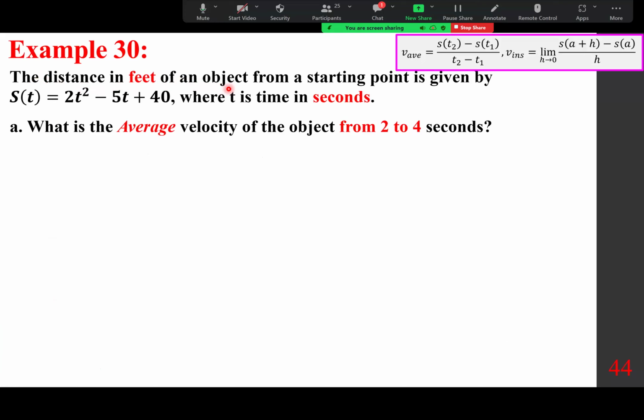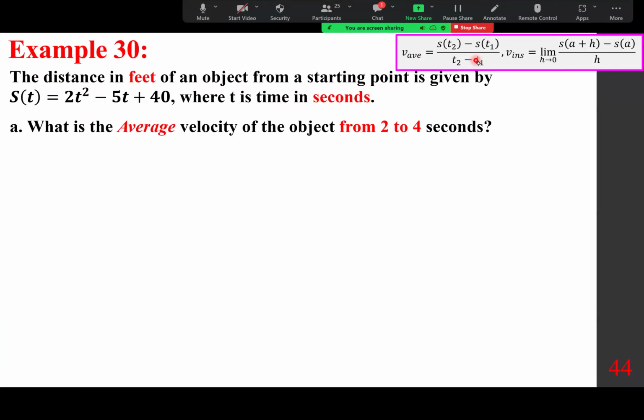The distance in feet of an object from a starting point is given by s of t equals 2t squared minus 5t plus 40, where t is time in seconds. What is the average velocity of the object from 2 to 4? This is 2 to 4 seconds. This is elementary algebra, okay? Which is, by definition, total distance over total time.